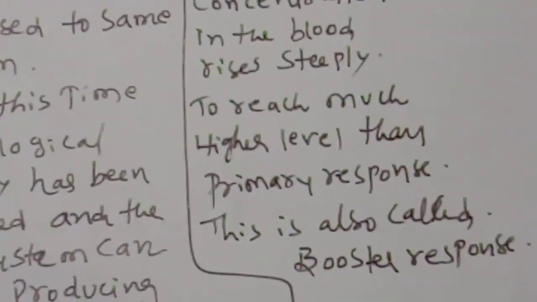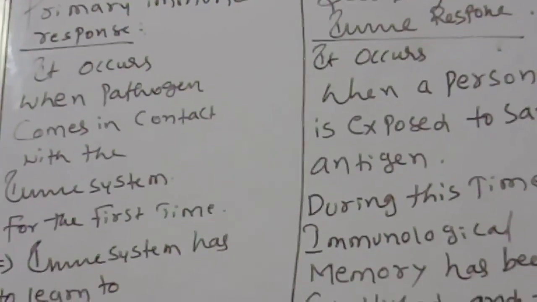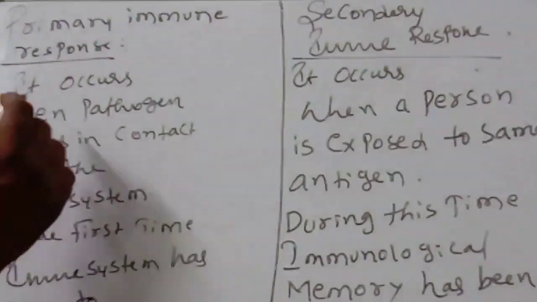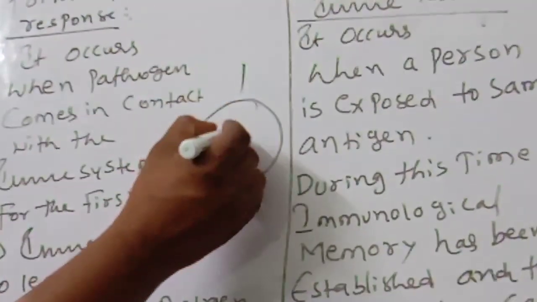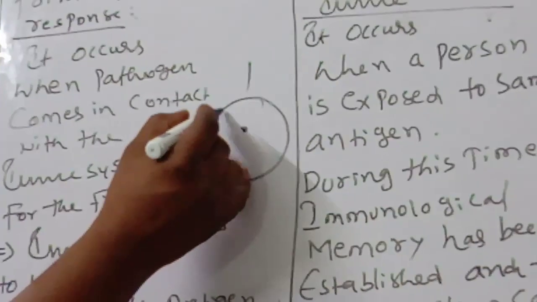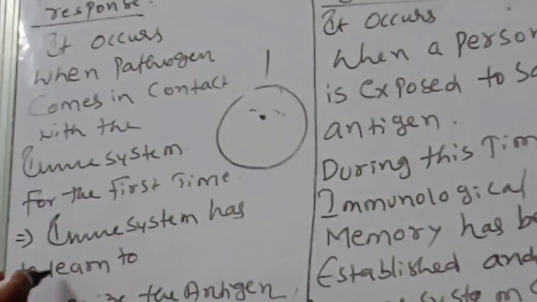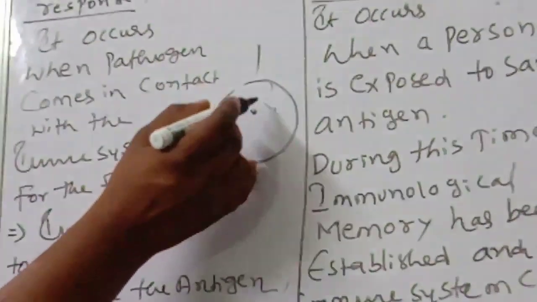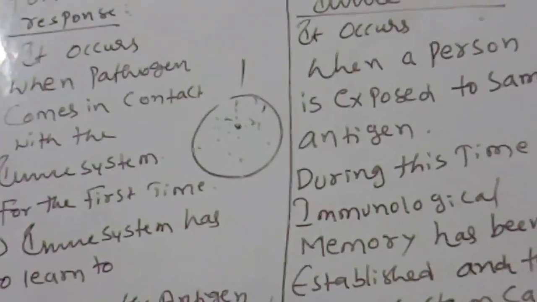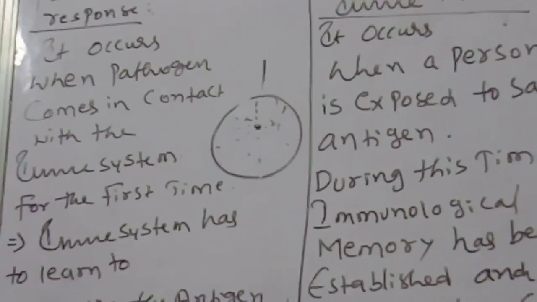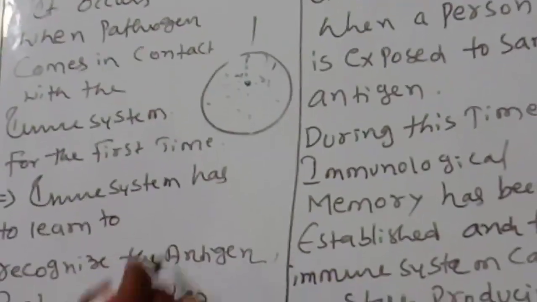Okay, children, observe very carefully. We are discussing primary immune response and secondary immune response. It occurs when a pathogen comes in contact with the immune system. See, this is the immune system. So the pathogen entered. Then what will happen? The immune response will not start immediately. The immune system has to learn and recognize the antigen, whether the antigen is useful or harmful, a pathogen, or any unwanted substance.